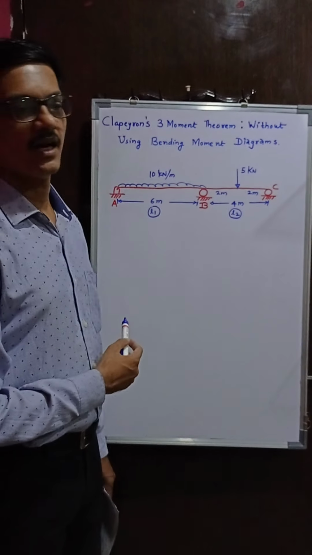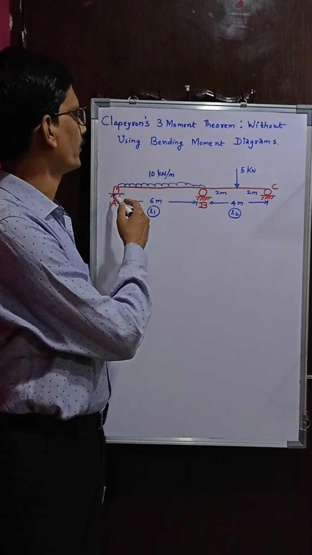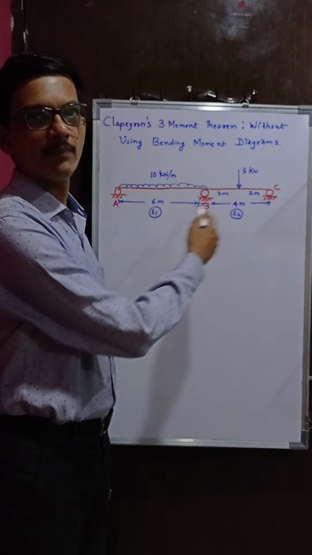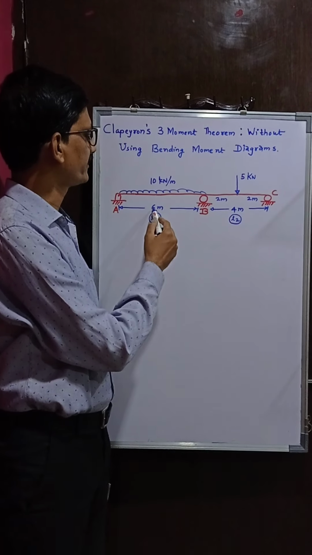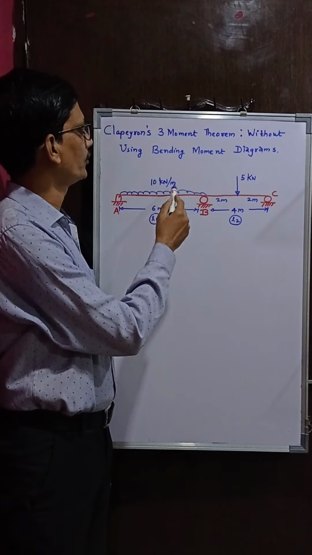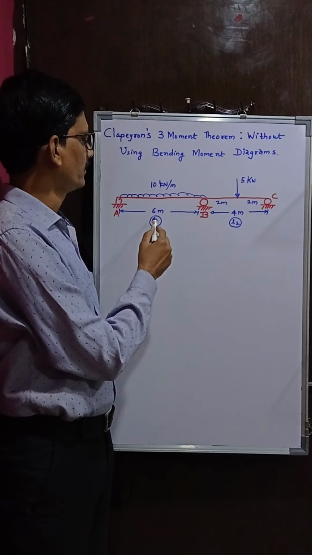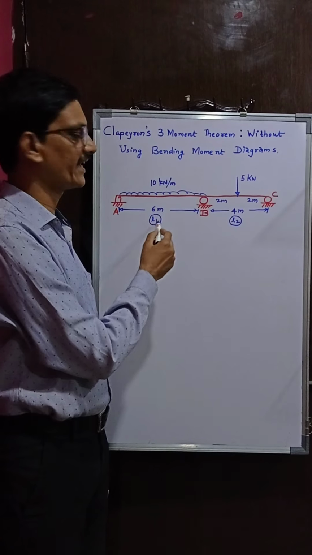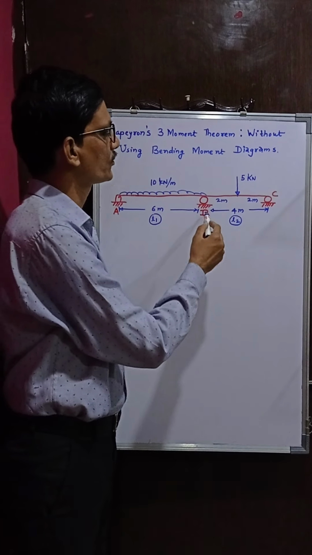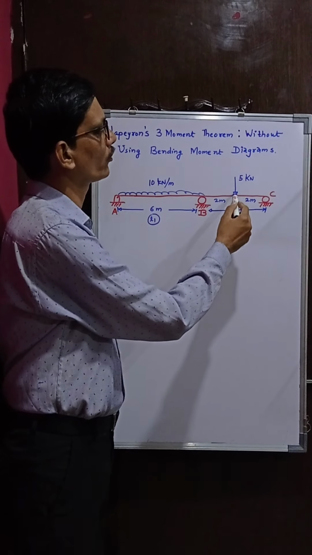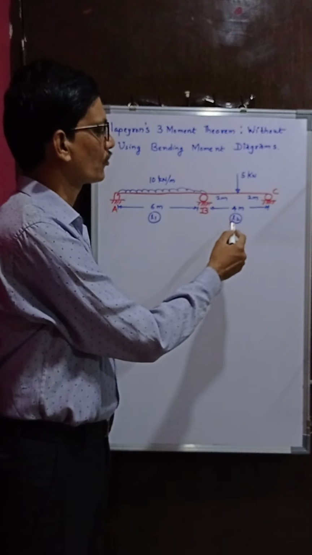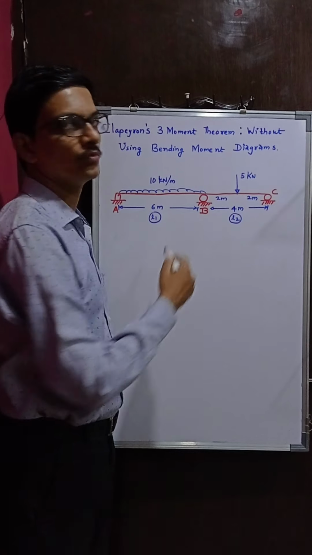So for that, I have taken an example of a two-span continuous beam ABC such that span AB of length 6 meter is carrying a UDL of 10 kilonewton per meter. Now I am calling this span L1 for my convenience. Span BC of length 4 meter is carrying a point load of 5 kilonewton at the center. So I am calling this span L2.